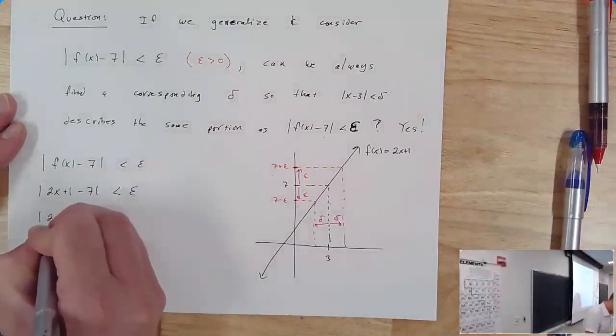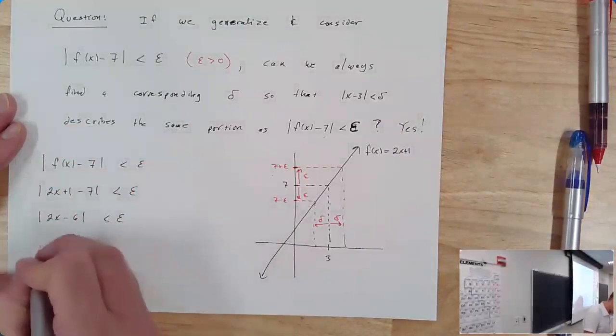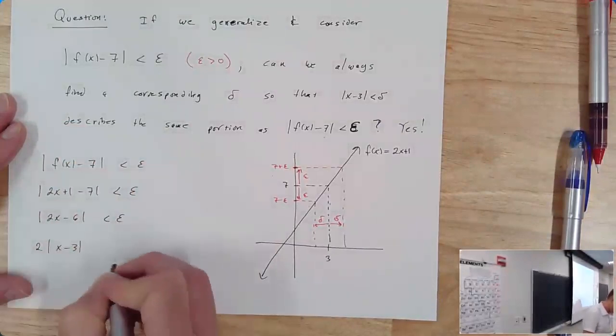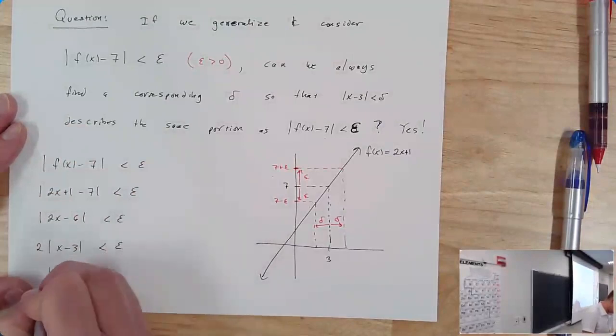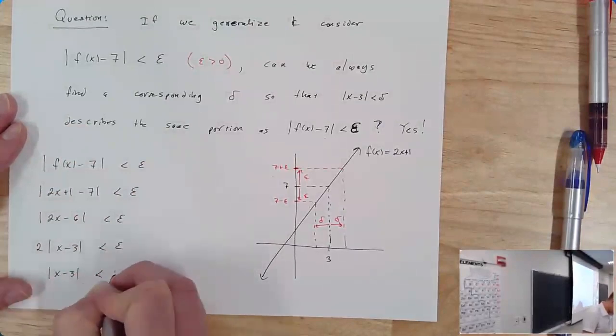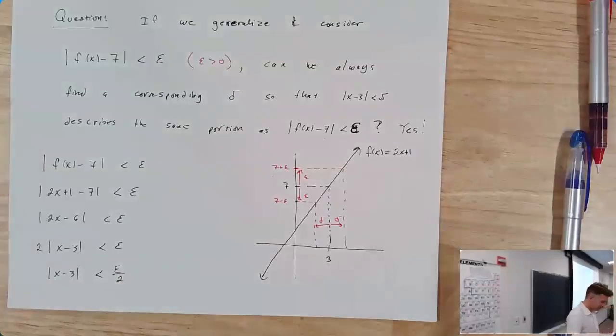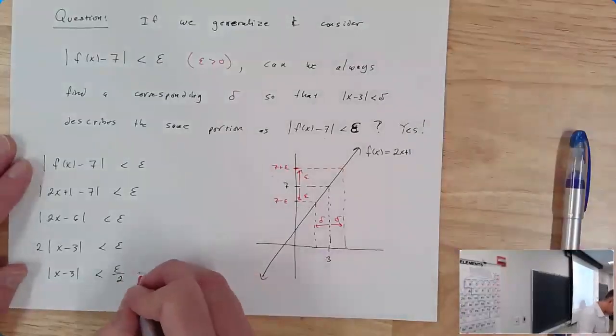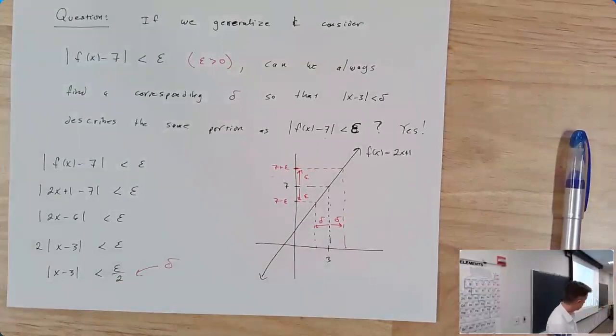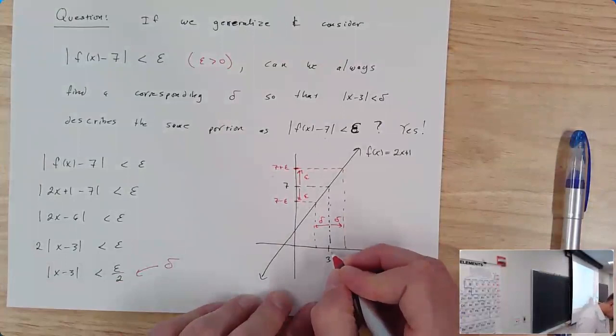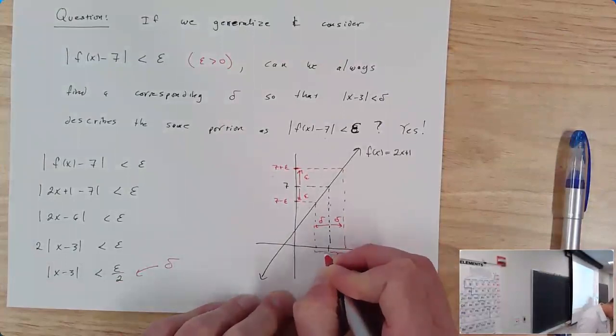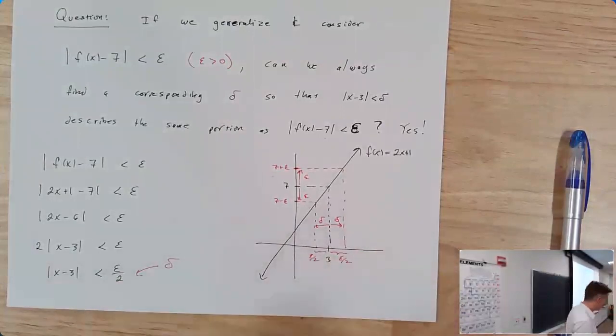So the absolute value of 2x minus 6 less than epsilon, factor out the 2. Have 2 times the absolute value of x minus 3 less than epsilon. And finally, the absolute value of x minus 3 is less than epsilon over 2. So that is our choice for delta. So what we're saying here is that if delta is equal to epsilon over 2, then if x is within epsilon over 2 of 3, then your function will be within epsilon of 7.